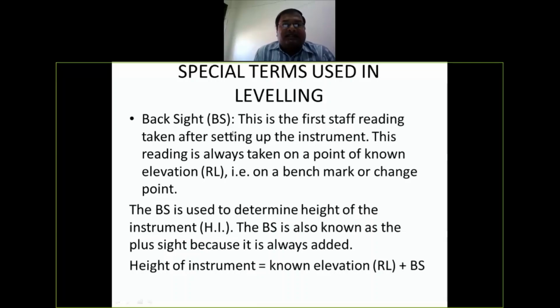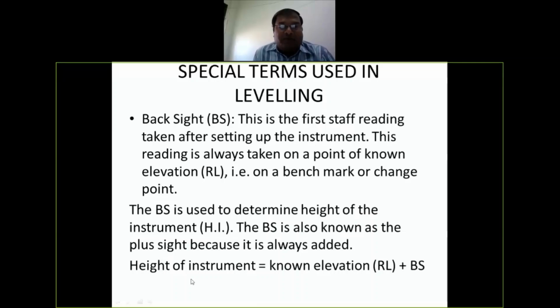What is the meaning of backsight, foresight, and intermediate sight? Here, backsight is the first staff reading. Whenever we start our leveling operation and take the first staff reading, that is called the backsight. I will show you the figure also so you will understand easily. The backsight is used to determine the height of the instrument, called HI. So the backsight reading is very important. It is also known as the plus sight because it is always added.